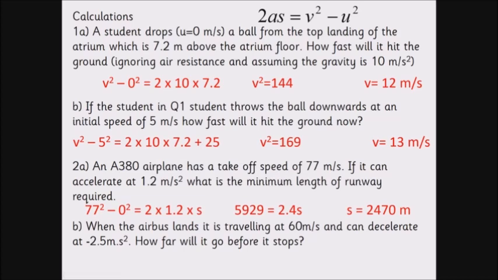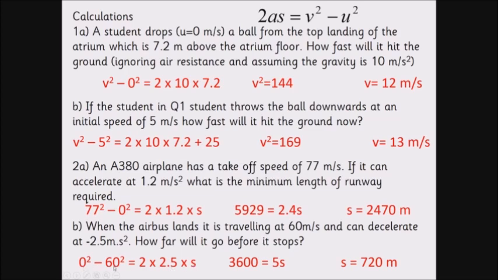And then finally, when the Airbus lands, it is travelling at 60 meters per second and can decelerate at minus 2.5 meters per second squared. How far will it go before it stops? So again, using the equation, this is 0 squared now, because what we're saying is that if it's travelling at 60 meters per second and can decelerate at 2.5, how far will it go? So v squared minus u squared, we need to go from 60 down to 0, and that's equal to 2 times the acceleration, 2.5, multiplied by s.